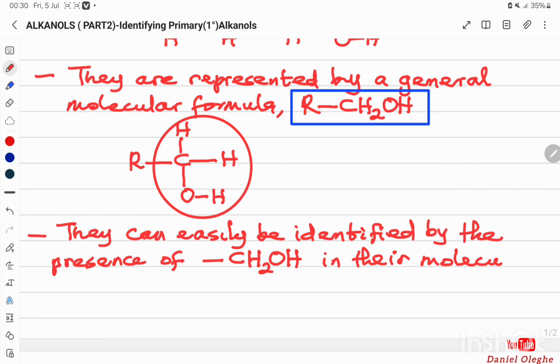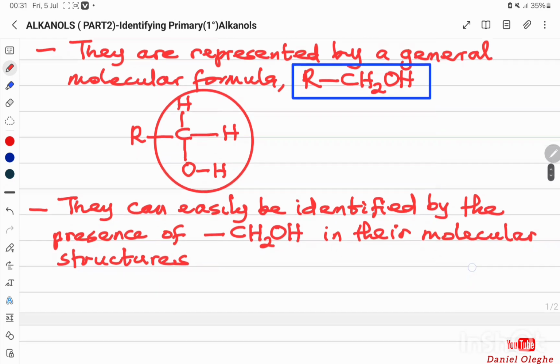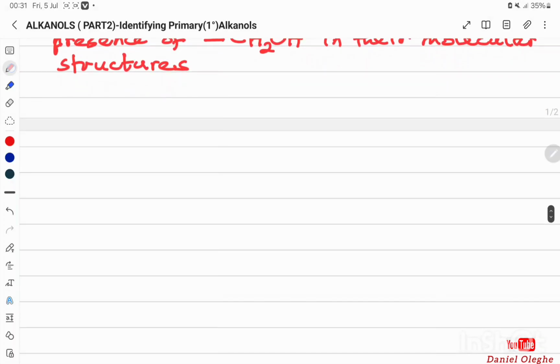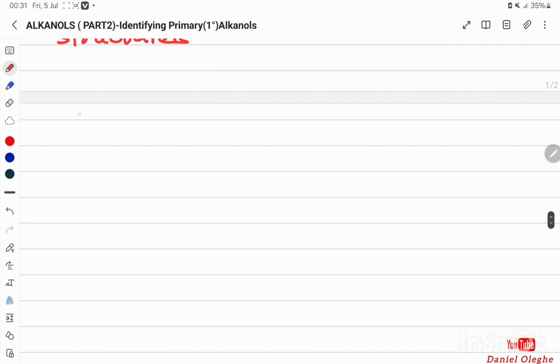So they contain the presence of this CH2OH group in their molecules or in their molecular structures. When you write the structure of a primary alkanol, what we are going to see is this CH2OH group. Let's look at examples of primary alkanols. Let's look at the molecular structure of primary alkanols.